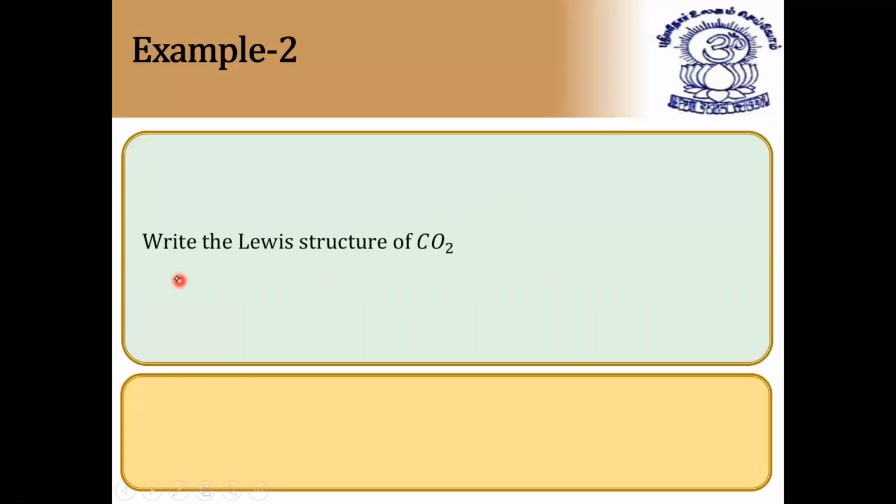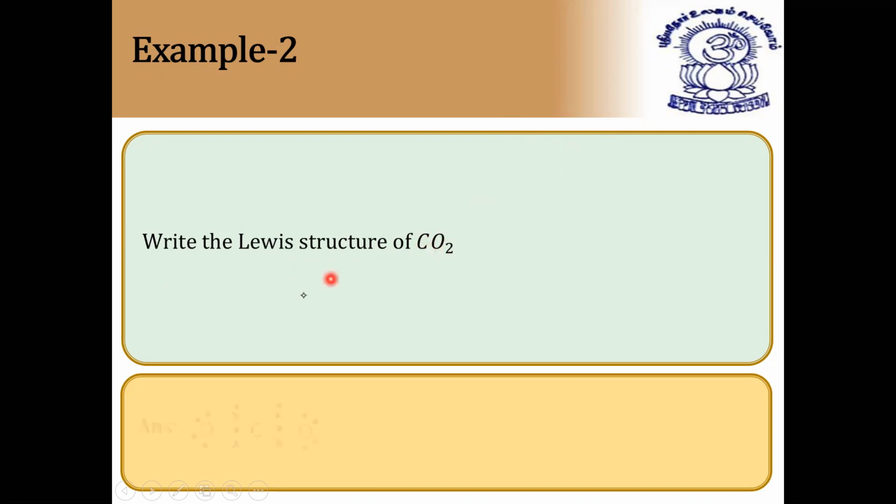Question number 2. Write the Lewis structure of carbon dioxide. As we already discussed in the example, carbon is the central atom because it is less electronegative than oxygen. So carbon is the central atom, and oxygen, being more electronegative, takes the terminal positions.